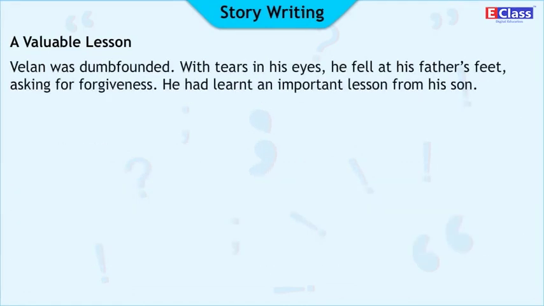Velen was dumbfounded. With tears in his eyes, he fell at his father's feet, asking for forgiveness. He had learned an important lesson from his son.